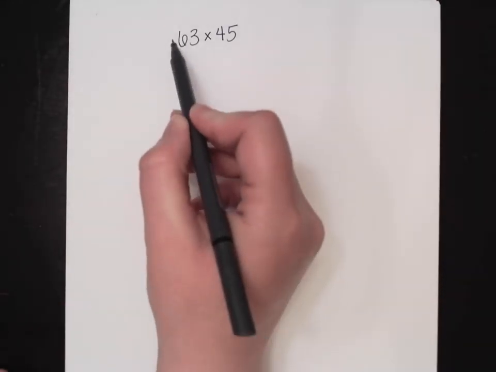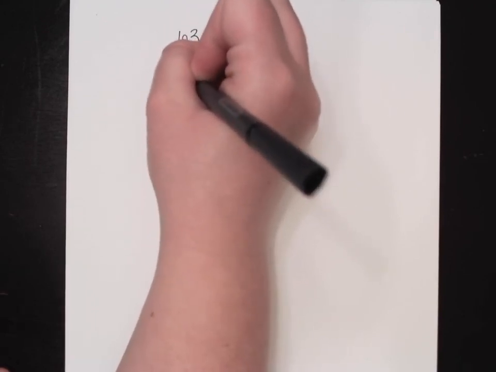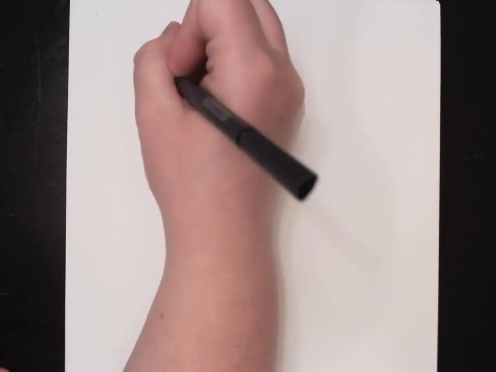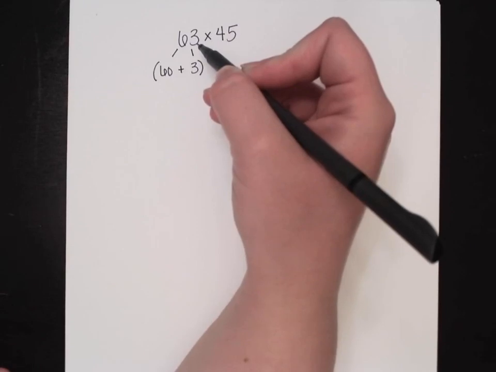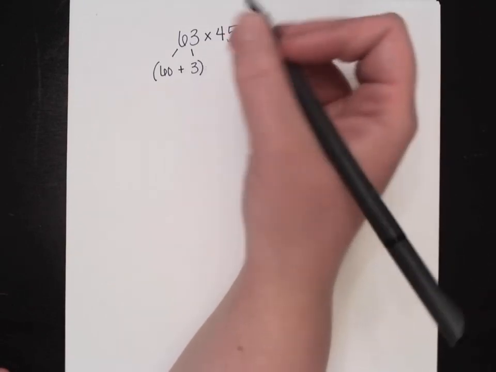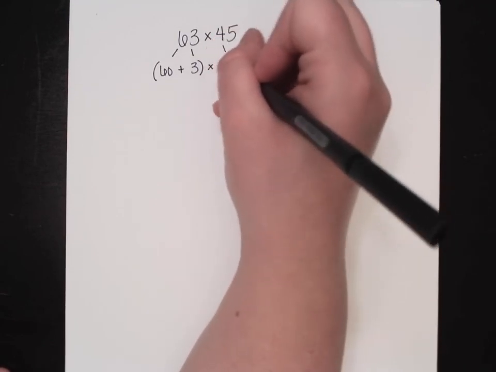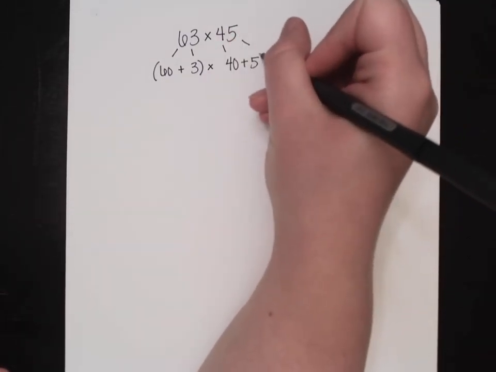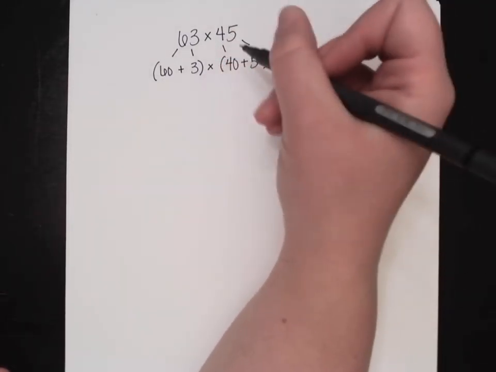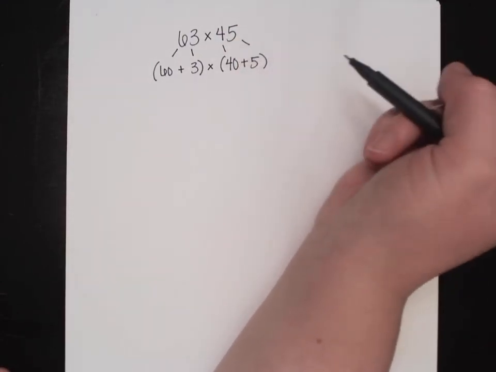So I need to break up the 63 and the 45. So 63 written in expanded form is 60 plus 3, because I have 6 in the tens place, so I have 6 tens, which equals 60, and I have a 3 in the ones place, so 3 equals 3. So 60 plus 3 times 40 plus 5, because I have a 4 in the tens place, so 4 tens equals 40, and a 5 in the ones place, so 5 ones equals 5.